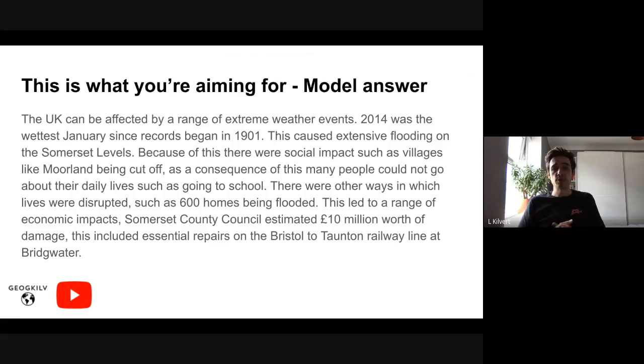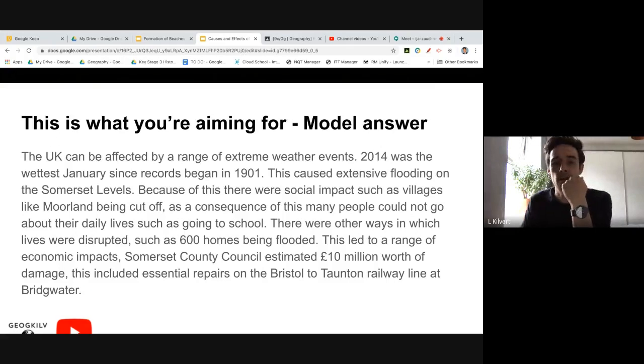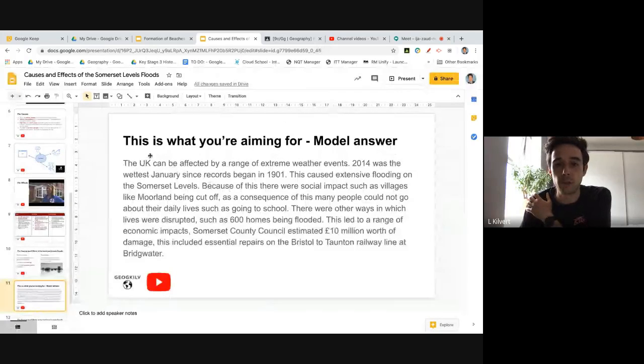This led to a range of economic impacts. Somerset County Council estimated £10 million worth of damage, including essential repairs to the Bristol to Taunton railway line at Bridgewater. Okay, that's my model answer to the question. Now, I'm not saying that this answer is perfect, but it's a pretty good answer, and it would get us quite a few marks if we were to look at it in an exam.